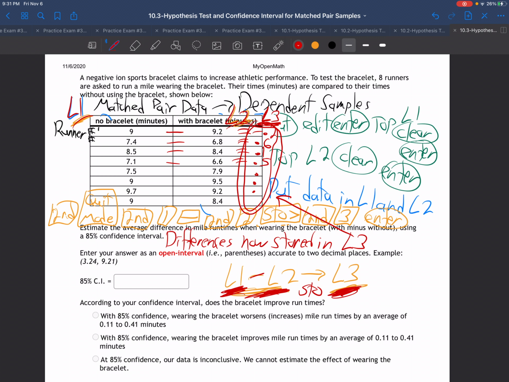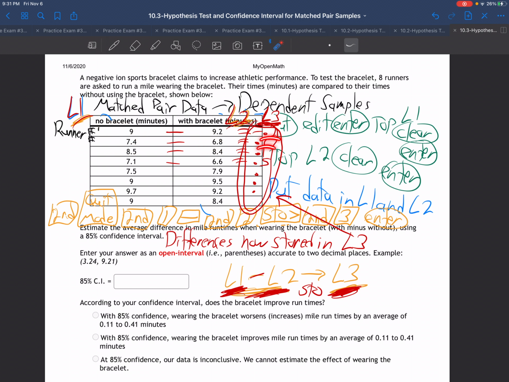Now, why does that matter? Well, the differences are what's going to tell us whether the bracelet's working or not, right? Because if the runner did 9 minutes with no bracelet, and then took longer, 9.2 minutes with the bracelet, you got a negative answer. The bracelet didn't work very good. It slowed him down. Whereas the second runner did 7.4 with no bracelet, but then went faster. The run only took him 6.8 minutes with the bracelet. That was a positive difference of 0.6. So the bracelet helped him go faster by 0.6.